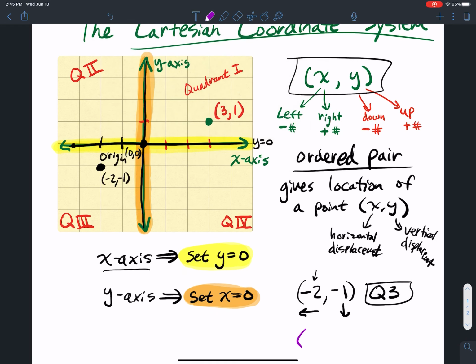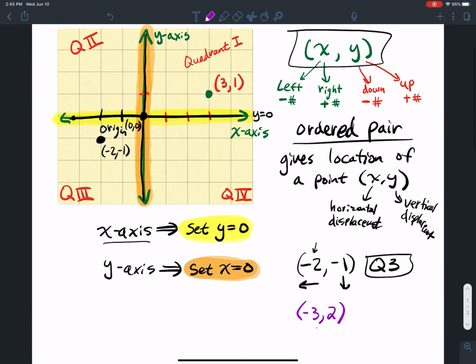All right, let's do -3, comma 2. So that means I go left 3 and up 2. So 1, 2, 3, and then up 1, 2. So I'll put my dot right there. So that's going to be -3, comma 2.